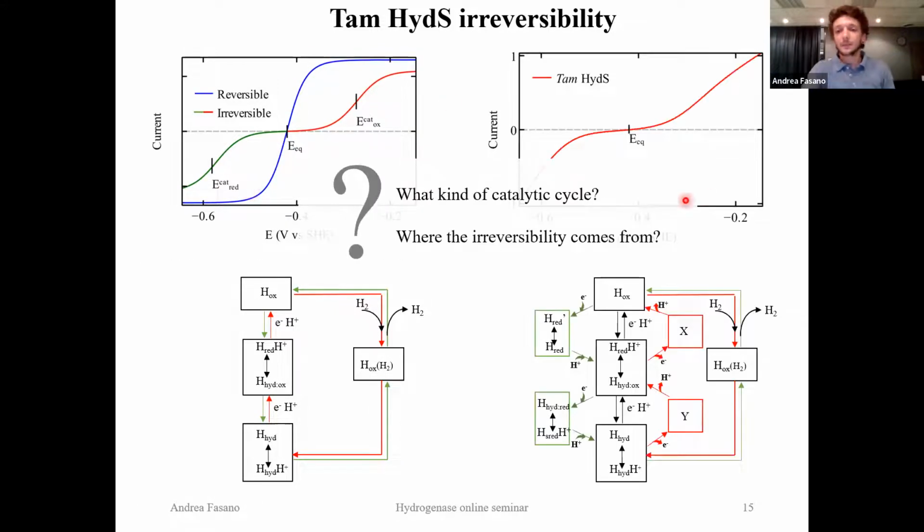So tamides, being very irreversible, it is very tempting to use it to test if this kind of catalytic cycle can actually describe this irreversibility of tamides, or if we are maybe facing something much more complicated. And if this is the case, eventually, then we need also to understand where the irreversibility comes from.